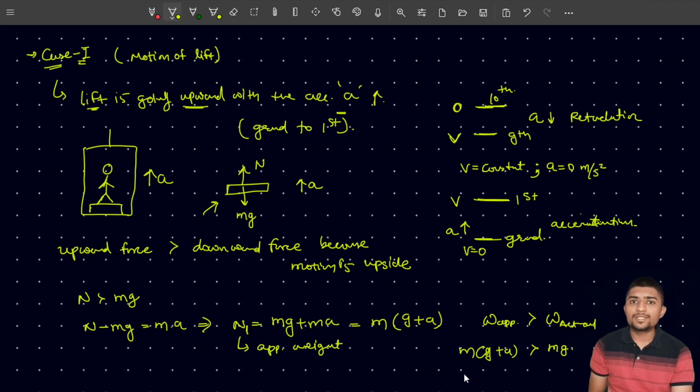So in the first case, when the lift is starting from rest position and attains velocity v, the accelerated motion in the upside direction, the apparent weight will be greater than mg. That means when we push the button to reach the 10th floor, our legs get bent, and the reason is the apparent weight becomes more than the actual weight of the body. Okay.